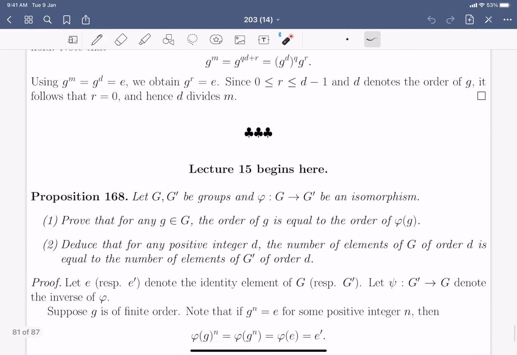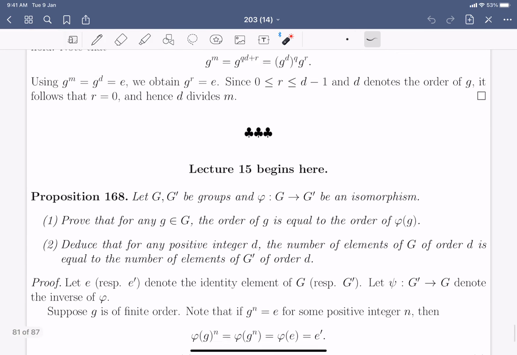Suppose we start with two groups G and G prime, and we pick an isomorphism phi from G to G prime. We are assuming that such an isomorphism exists, and then there are certain properties that hold as a consequence. One well-known property in this context is that for any element g inside G, the order of this element g is equal to the order of the element phi(g).